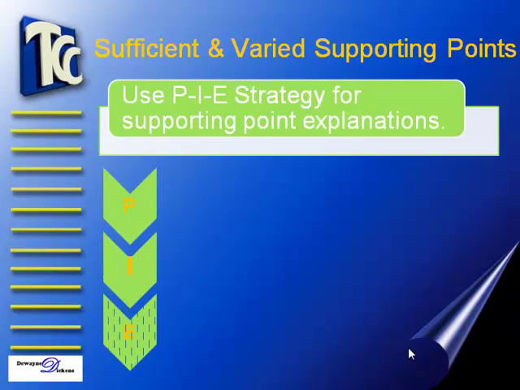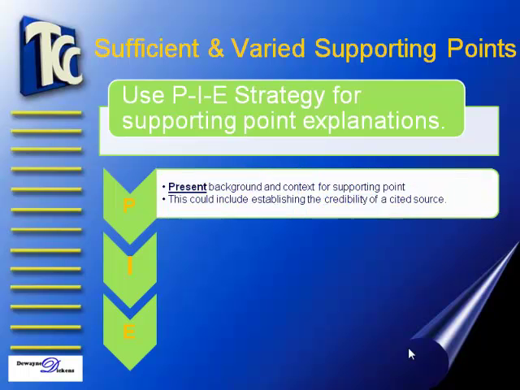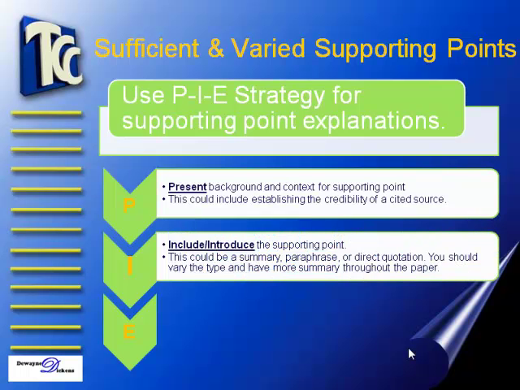PIE is a three-part strategy where first we present the background and context for a supporting point. This could include establishing the credibility of a cited source. It can be a single sentence or it could be merged in with other sentences. You just want to make sure that you provide that background information. Then include or introduce that supporting point. Actually have the cited source, whether it's a direct quote or it's a paraphrase or summary, just provide it. That's the including part.